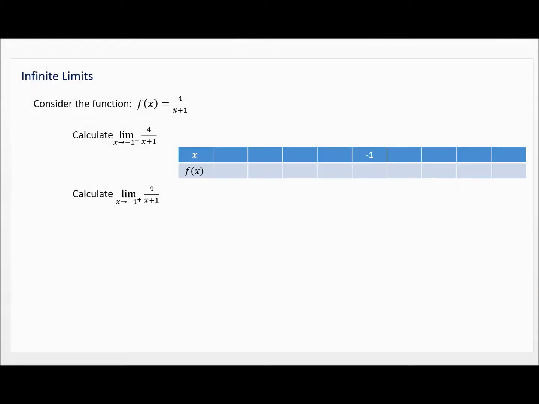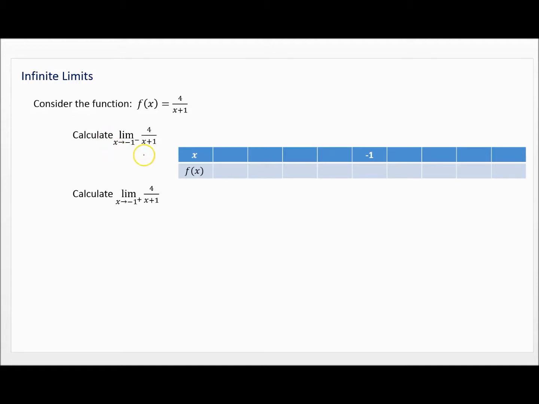In this section, I would like to talk about infinite limits. And so what does that mean? Let's do a numerical limit problem and determine what this is talking about. So we've got a function f of x equals 4 divided by x plus 1. That's a rational function. And notice I'm asking for you to find two different limits.